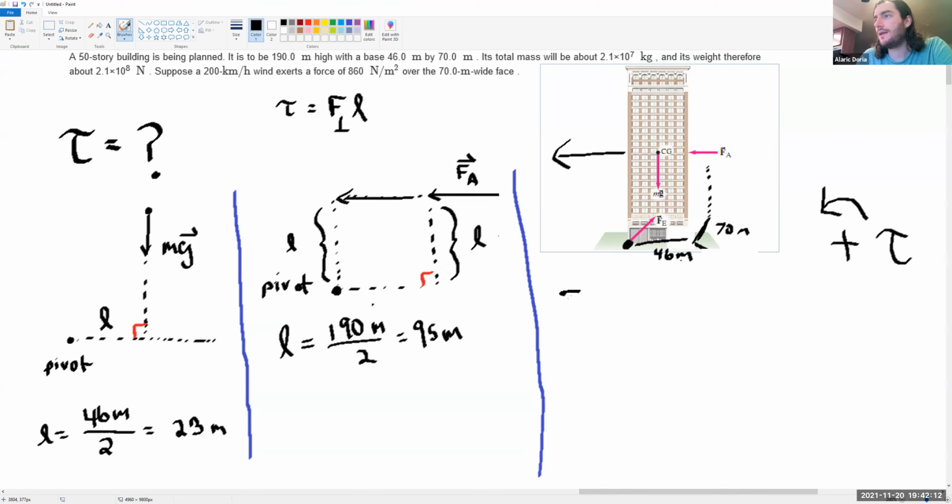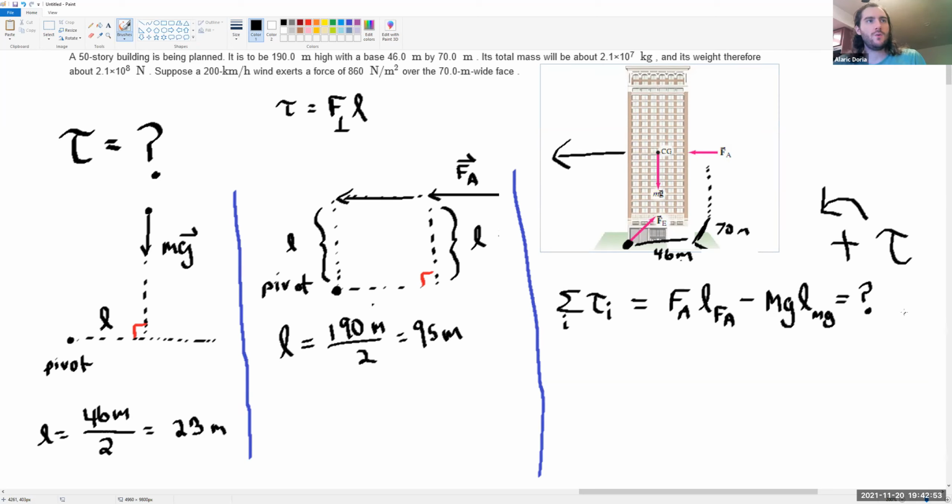So now we want to calculate the net torque. We want to sum up the two torques that we have in our problem. The positive torque will be FA times its lever arm, minus the force MG times its lever arm. We don't necessarily know what that is going to be equal to, so let us put a question mark there. Remember what I said, we're just going to determine if this number is positive or negative. So we're not putting equals zero in this case. We just want to know which of these is bigger.